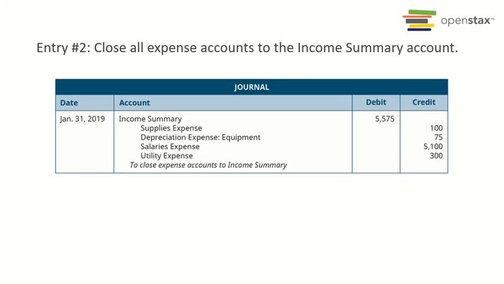Step 2, close our expense accounts to income summary account. At the end of January, we have several expense account balances: supply expense of 100, depreciation expense of 75, salary expense, and utility expense. These accounts had original balances of debit. In order to close these accounts, return them to zero, we need to credit them. So we credit these accounts by their balances. The offset entry is to debit income summary for the total of the expense account balances.